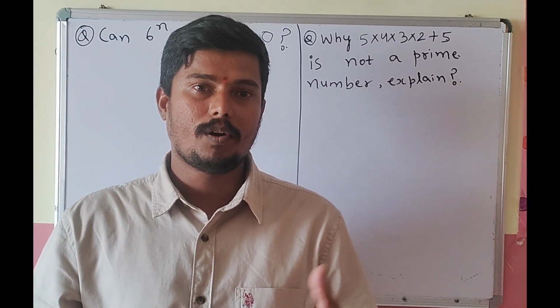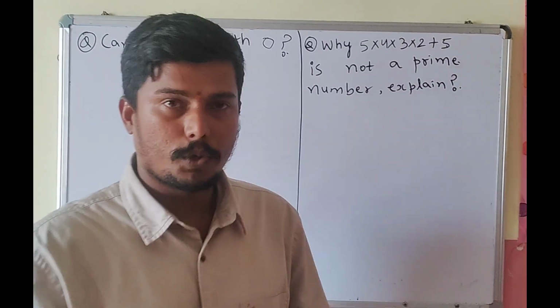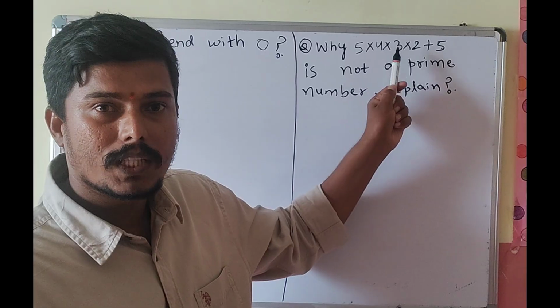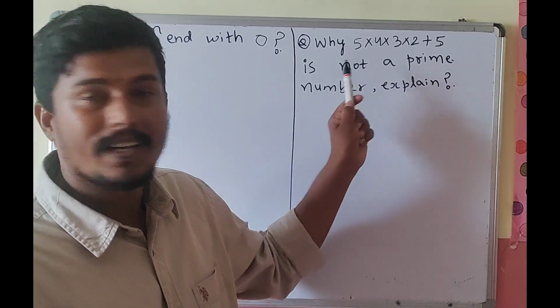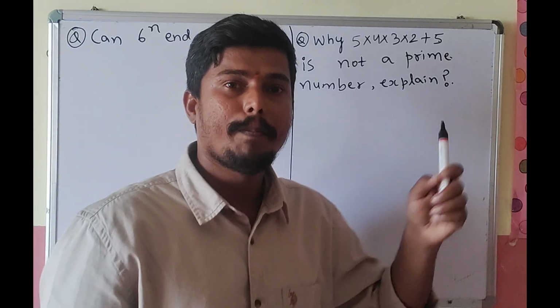The next topic of the theorem covers some important concepts which you need to learn. The question is why 5 into 4 into 3 into 2 plus 5 is not a prime number. It's not a prime number.